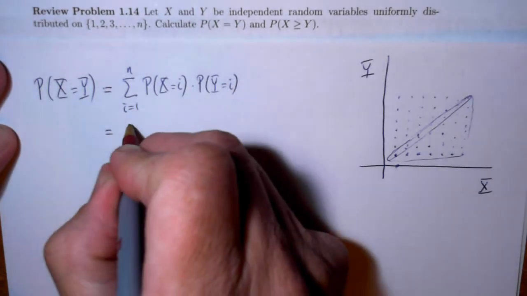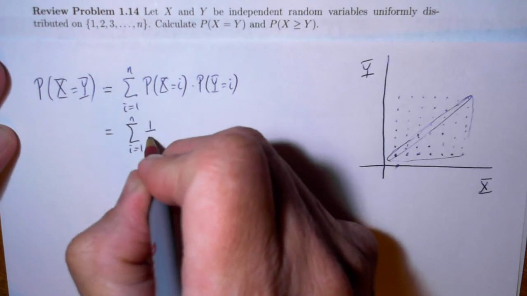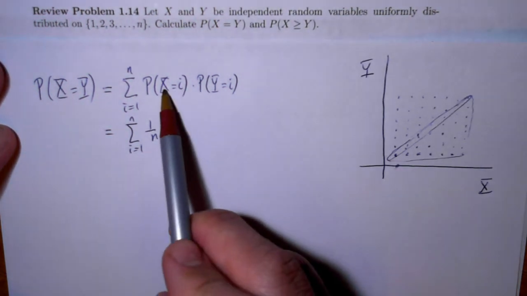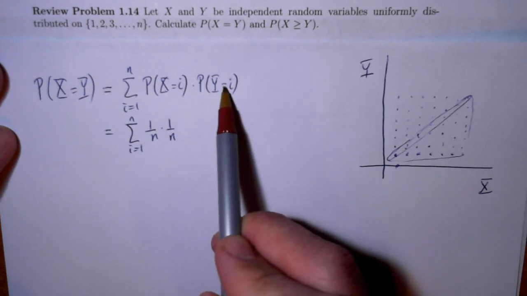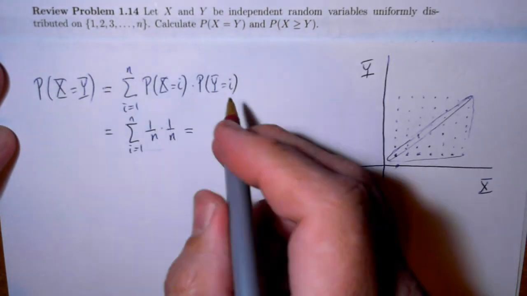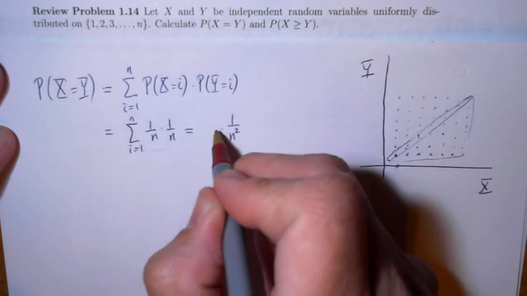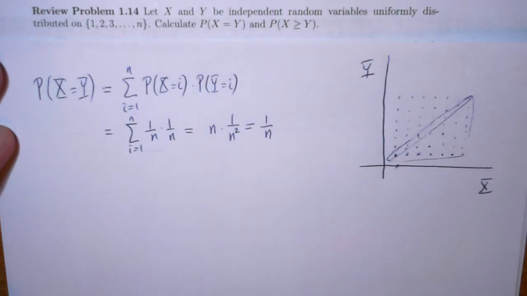Okay, so this is equal to the sum from i equals 1 to n of 1 over n times 1 over n, because the chance that x is equal to any one number is 1 over n, and the chance that y is equal to any one number is also 1 over n. And so I have a constant here, 1 over n squared, that's being added to itself n times. And so we end up with the chance being simply 1 over n.